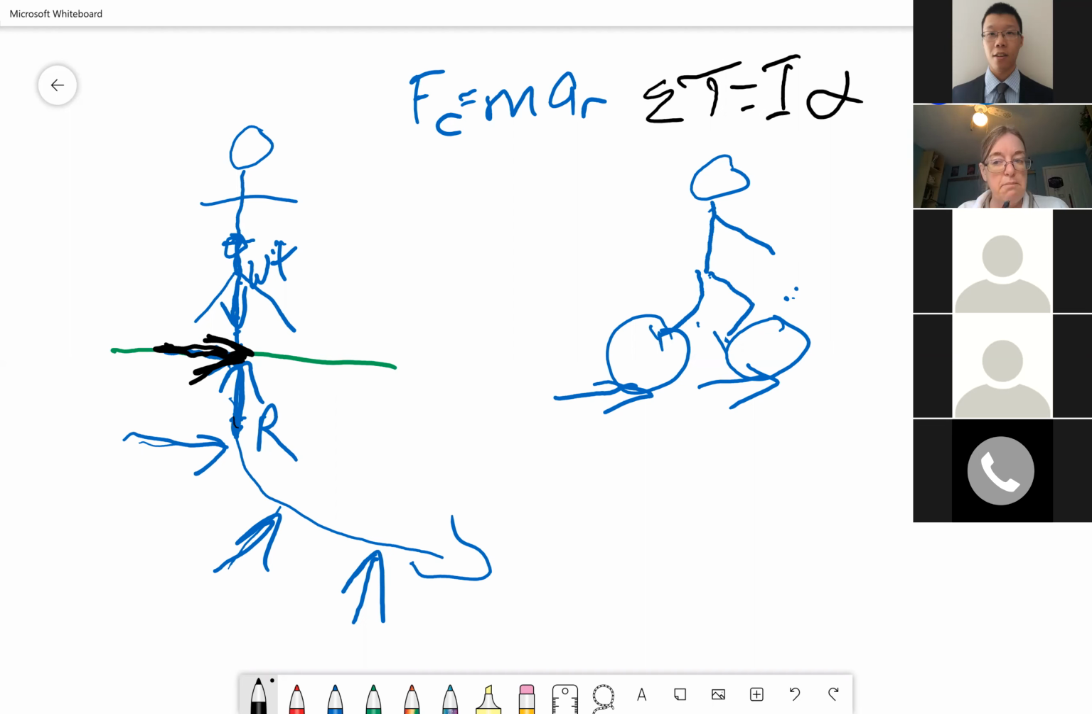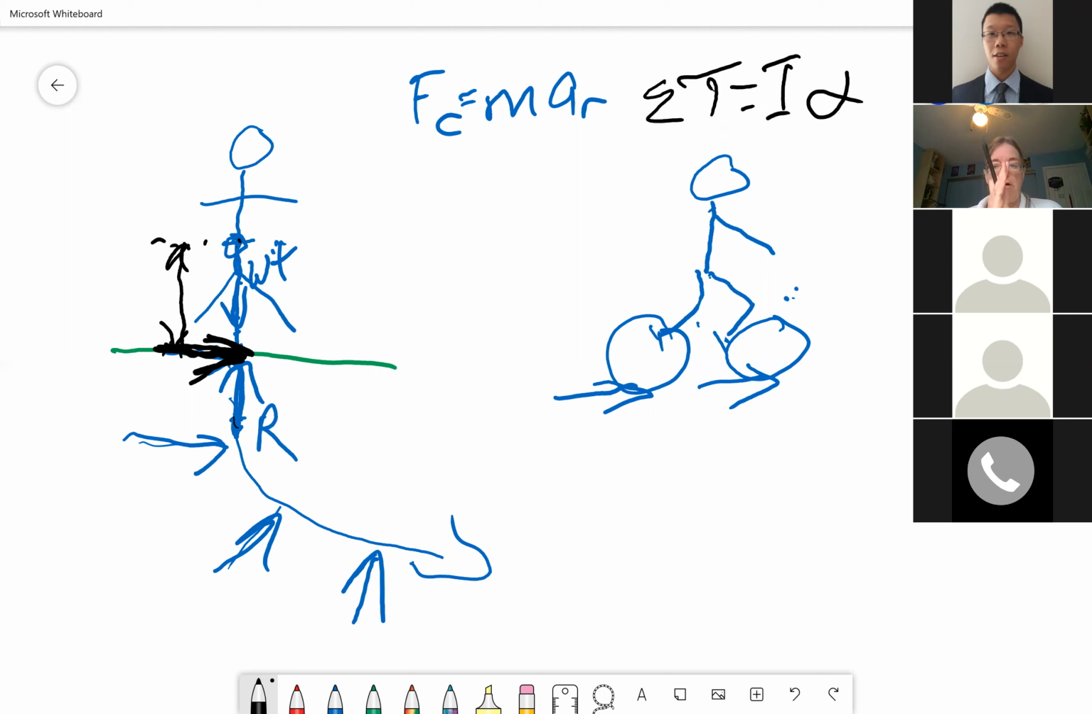Okay? It must be there for you to go around the corner. So you are going, and you can see that there is a moment arm between this centripetal force and the center of gravity. There is a moment arm. So if you have a force and a moment arm, it's going to create a torque.